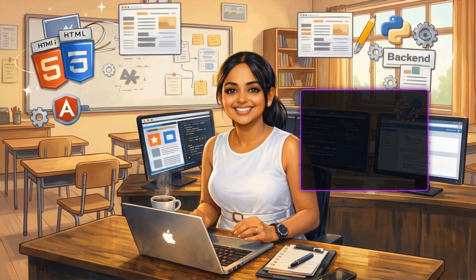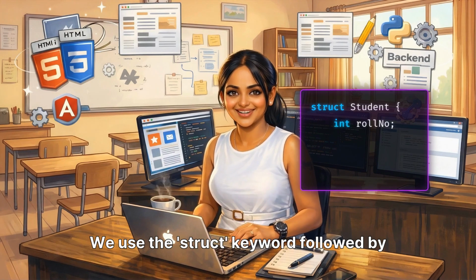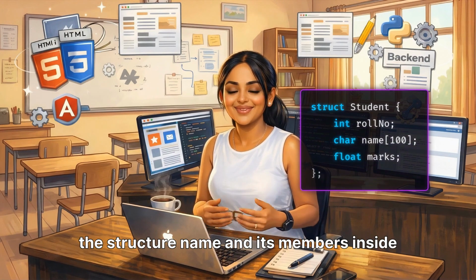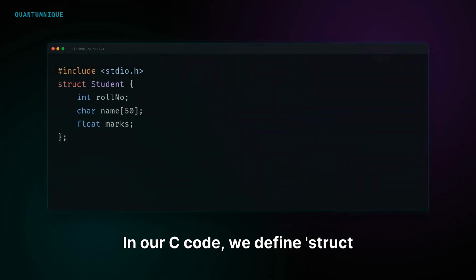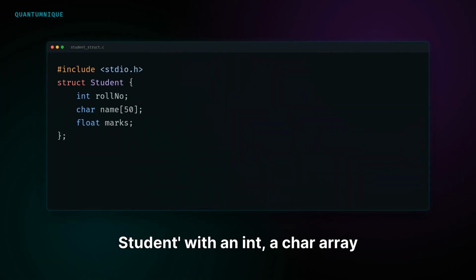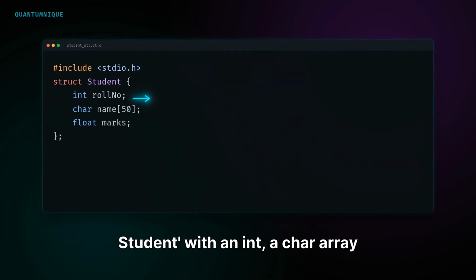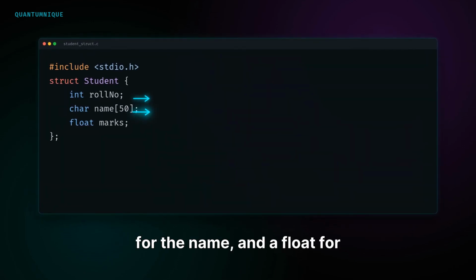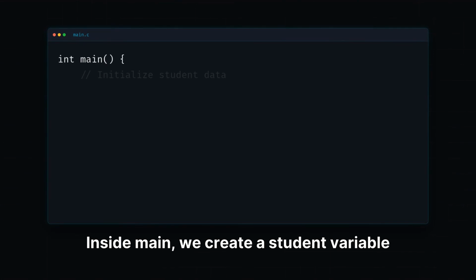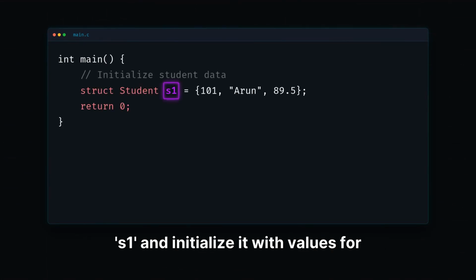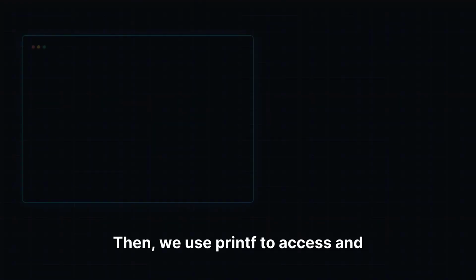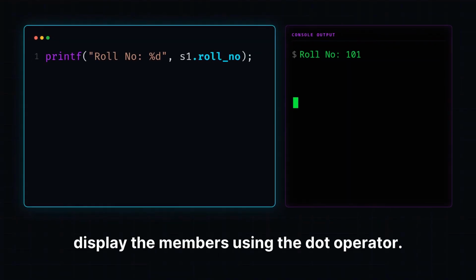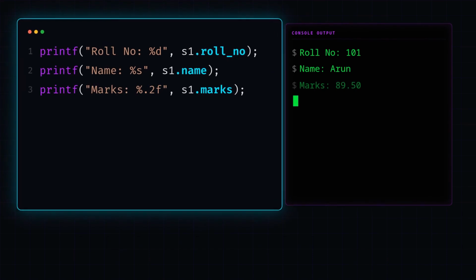Here's the syntax. We use the struct keyword, followed by the structure name and its members inside curly braces. In our C code, we define struct student with an int, a char array for the name, and a float for marks. Inside main, we create a student variable s1 and initialize it with values for Arun. Then, we use printf to access and display the members using the dot operator.